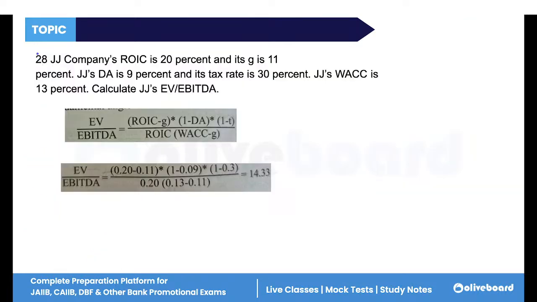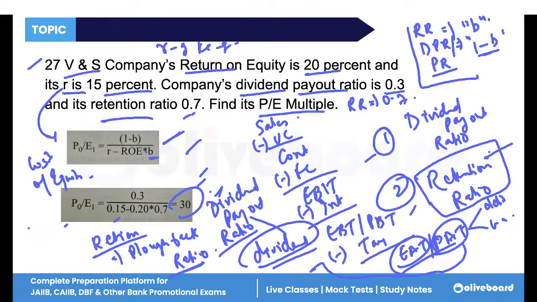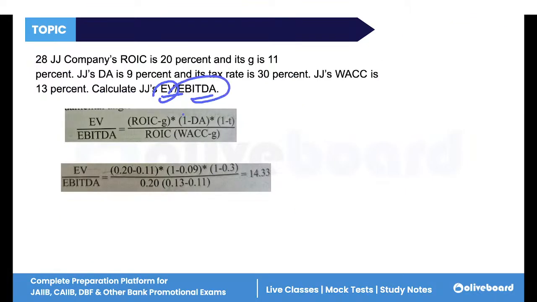PE multiple. Then similarly, we have EBITDA. Some will take the PE multiple, some will take the enterprise value, some will take the EBITDA value. Now, what is the formula of EV upon EBITDA? ROIC is given as what? 20%. Then G is 11%, which is your growth rate. So can we write 11% as 0.11?